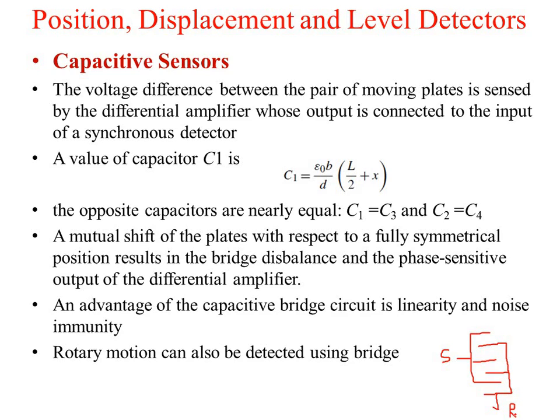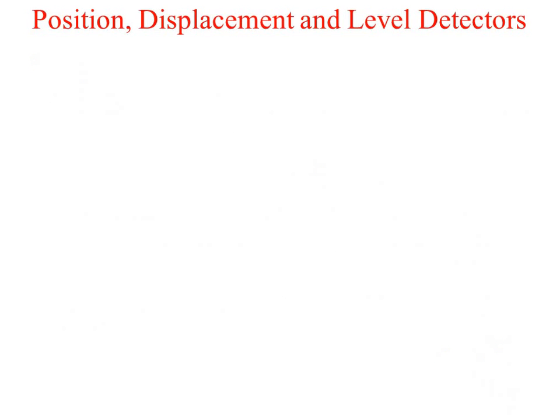If I rotate it, the overlapping area is going to change, but the distance may not change because here the distance option is not available to you. So rotary mostly will change the cross sectional area, and this is going to disbalance your circuit. So this is how you can have a capacitive bridge, and you can use it as a capacitive sensor.